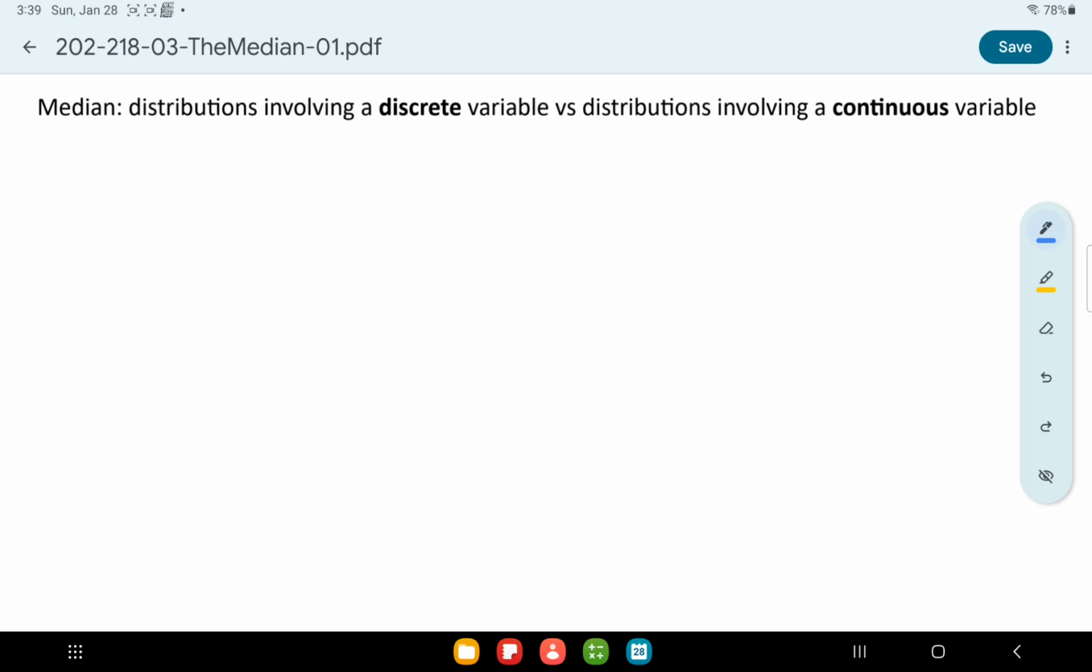When working with a discrete variable, the procedure to figure out the median of any given distribution is very straightforward. Let's just take this distribution as an example. Assuming you're presented with this distribution here, a distribution involving 7 numbers, the sample size is n equals 7. It's an odd number of numbers.